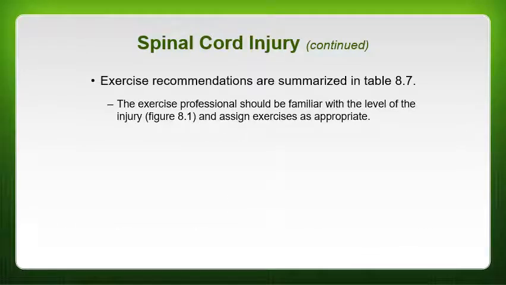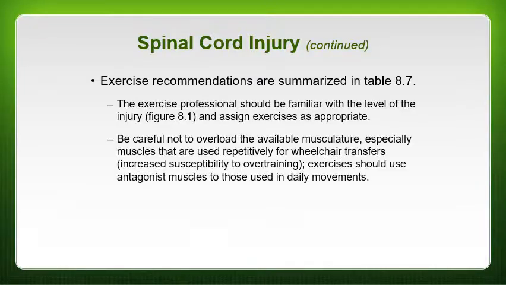So again, you're going to want to be familiar with the level of the injury and assign exercise as appropriate. We're going to go over the different levels, and I do want you to at least have a basic awareness of the different levels and what that is going to mean, because that's an important thing when looking at individuals with spinal cord injury as to what their deficit's going to be. Rule of thumb is wherever the injury has occurred, everything below that is going to be affected. And obviously, it also depends whether you're dealing with a complete or an incomplete spinal cord injury at those different levels.